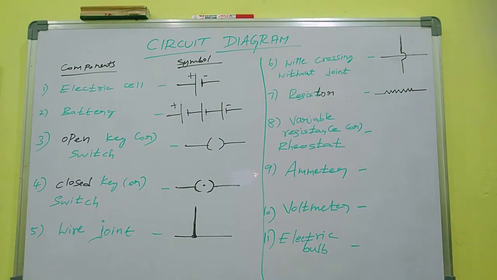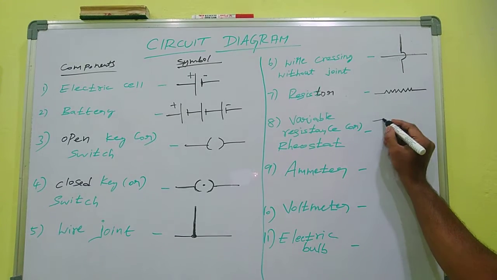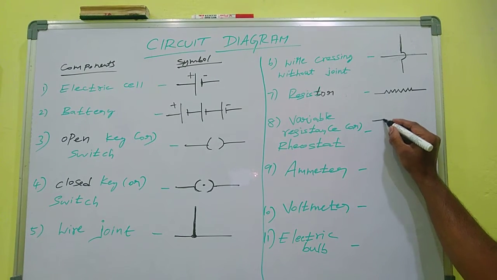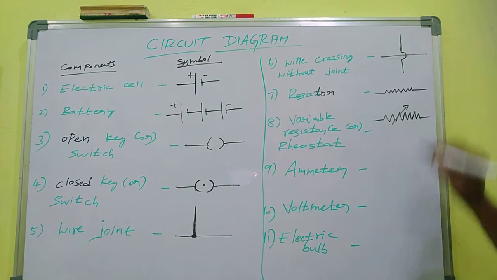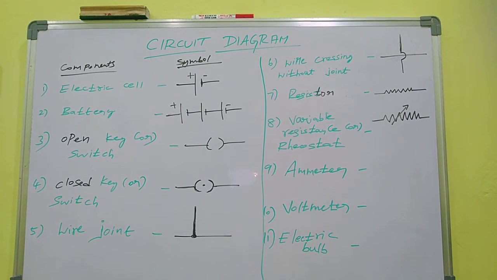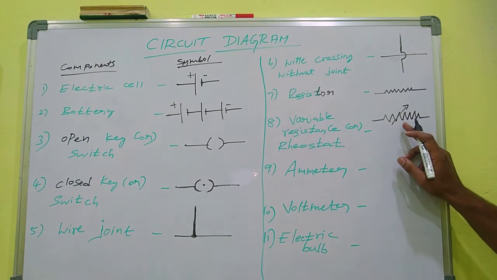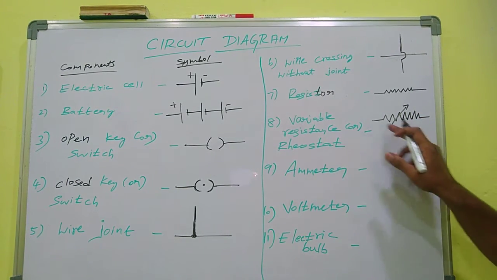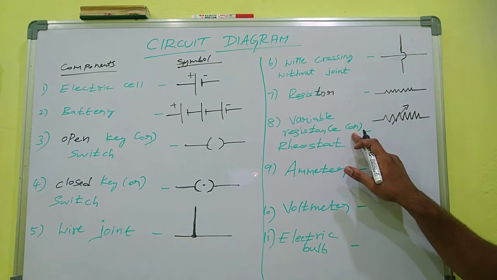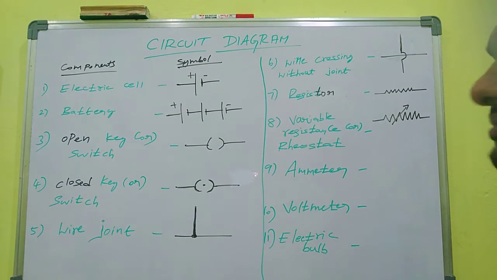Then variable resistance or rheostat. For the symbol of variable resistance, first you draw the resistor and you put an arrow mark. This arrow mark represents that the resistance is able to vary. So this is called variable resistance. Otherwise, we often use the name rheostat.